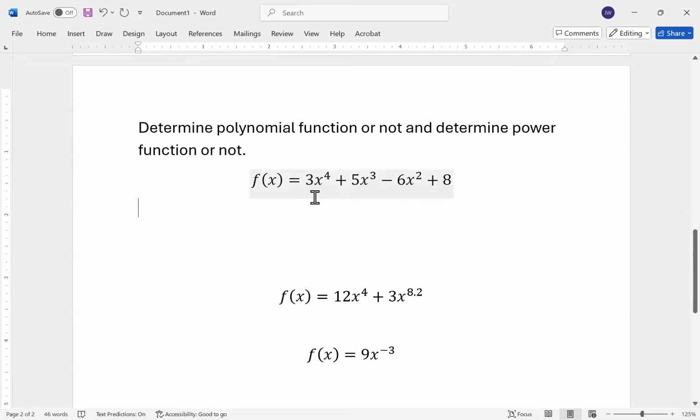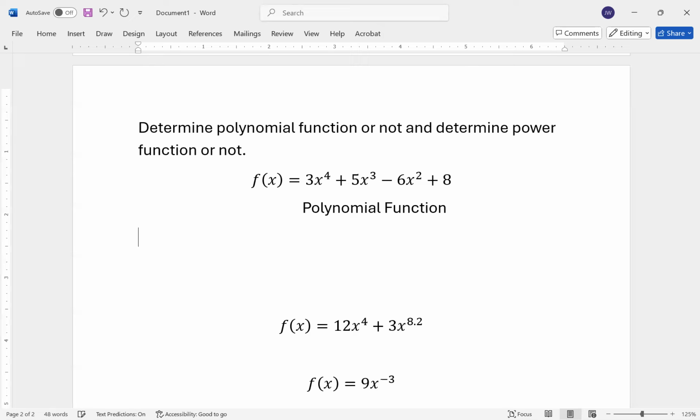So we have 3x to the fourth plus 5x to the third minus 6x squared plus 8. Notice that every power on our x is a whole number. We have 4 different terms here. So this is a polynomial function. However, it is not a power function.